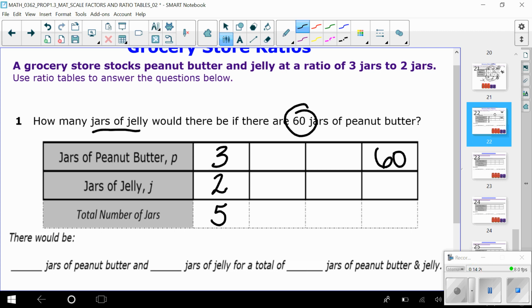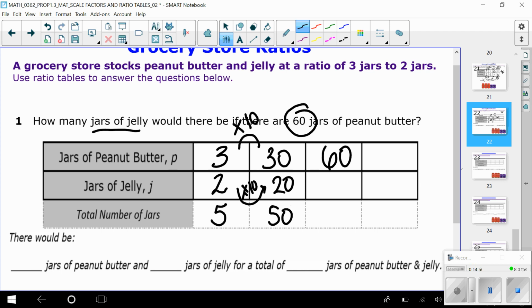So I'm going to go way down here. 60. Remember, you might not use all the spaces, and that's okay. So I'm going to go here. Because I know that I can do a between scale factor of 10. And 3 times 10 would give me 30. And I can do the same thing here, a scale factor of 10. So if I do 2 times 10, then I have 20. Okay? Knowing this, I know my total is 50, 30 plus 20. But I can look here, and it does work.